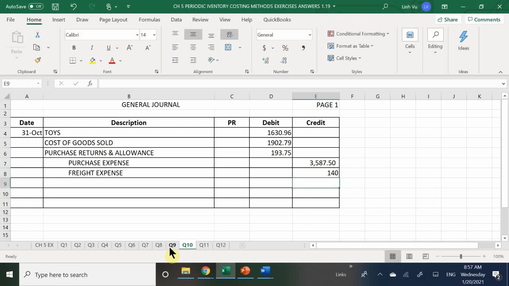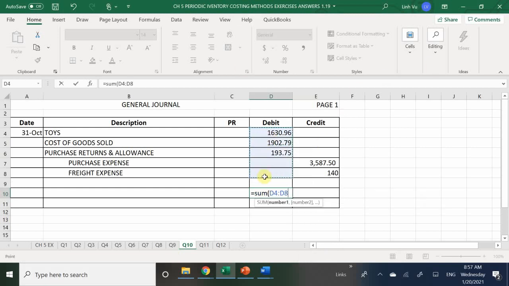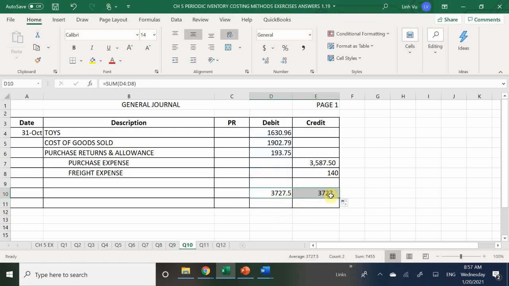140. Okay, so now I'm going to go ahead and double confirm that my debits and credits match. So I got 3727.50 on both sides. So yes, I matched. Okay.